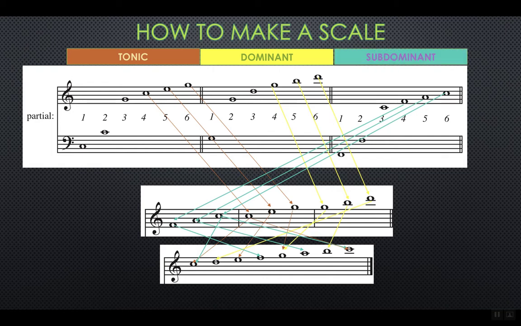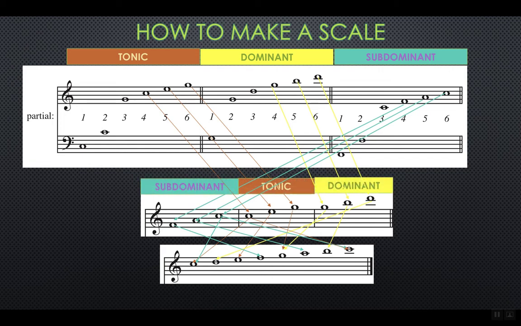So those are harmonic series up to the 6th partial generated on the tonic, dominant, subdominant. Now I'm going to order them from subdominant to tonic to dominant, just so they're all going upward. So I'm just selecting harmonics 4, 5, and 6 from each one. Now I'm reordering them to put them all within an octave.